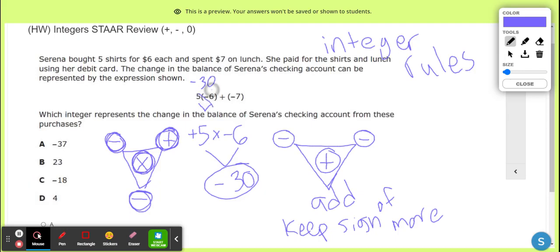Now we're done with that, so now we're going to add. We have -30 and -7, and we are adding. If these are the same, negatives and negatives, then we're going to add the numbers and keep the sign.